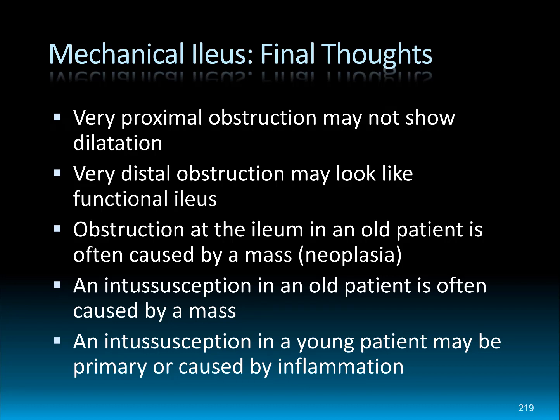A few additional points that weren't really worthy of their own slide, but are kind of notable. When you see obstruction at the ileum in an old patient, you need to think about neoplasia, because ileocolic carcinomas are not uncommon. Intussusceptions in old patients are also often secondary to masses, and again, especially neoplasia, whereas intussusceptions in younger patients may be primary or may be caused by inflammation, such as by parasites, and are much less likely to be due to neoplasia.